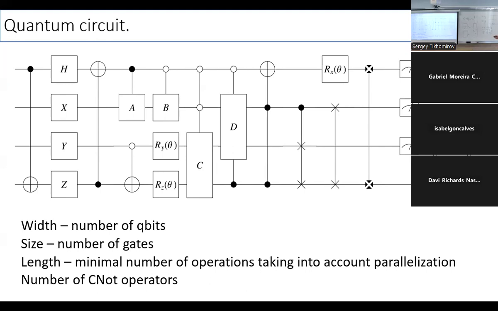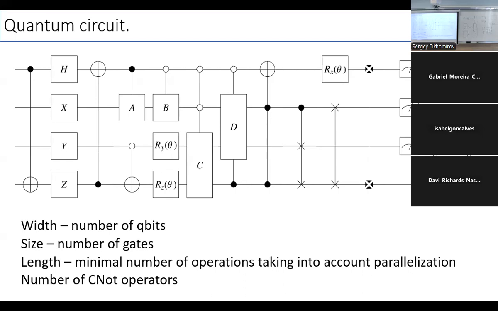Recall that this is the notation for iSWAP. This is the notation for SWAP. This becomes the notation for controlled SWAP, so that if this bit is 0, then I do nothing with those. If this bit is 1, then those two are changing. So this is the story.